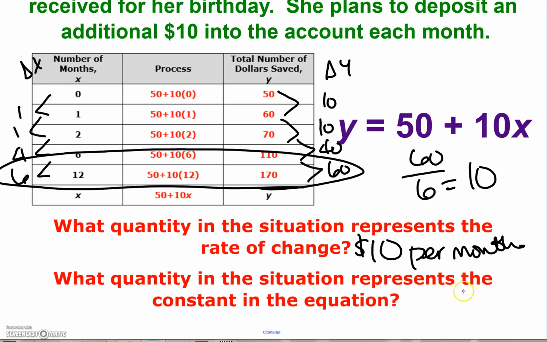And what quantity in the situation represents the constant? Well, it's 50 because that's the starting point.